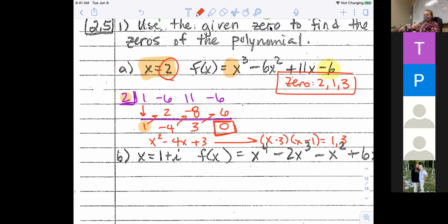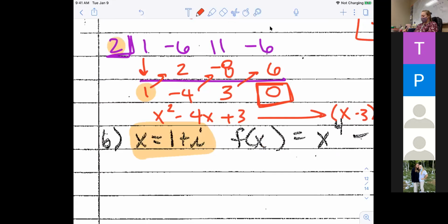Okay, we did an example with all real numbers, because now I'm jumping right into the deep end and we're doing it with imaginary numbers. It's the exact same process. We're going to synthetically divide and then we're going to factor or use the quadratic formula. However, when I have a complex number, like in letter B, I have to use its conjugate as a 0 as well. Any questions on A before I move on to B?